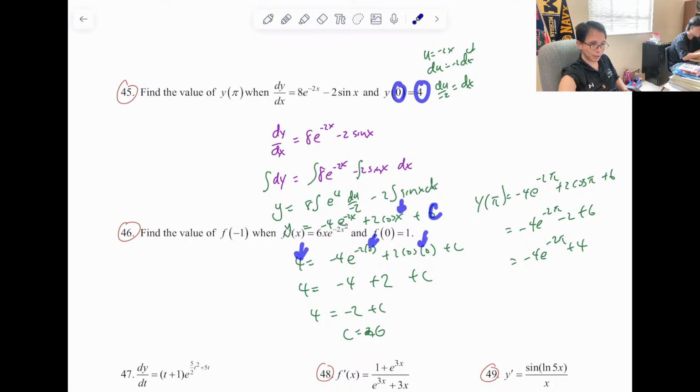Now cosine of 0 is what? Cosine of 0 is 1. Okay, so there'll be 2, and e to the 0 is what? 1. So that's going to be negative 4 and 2. And if you move to the other side, c is equal to 6.